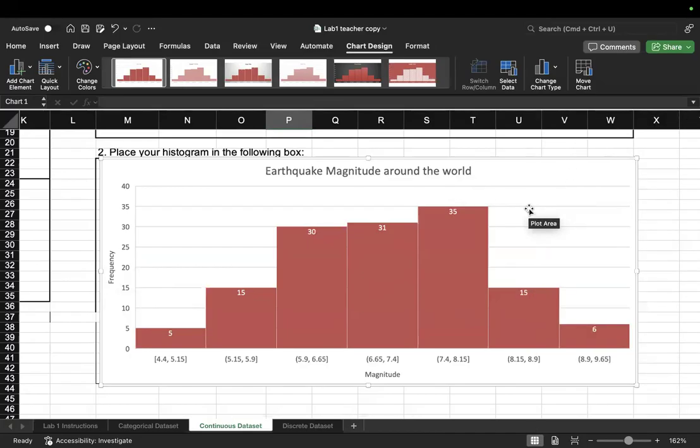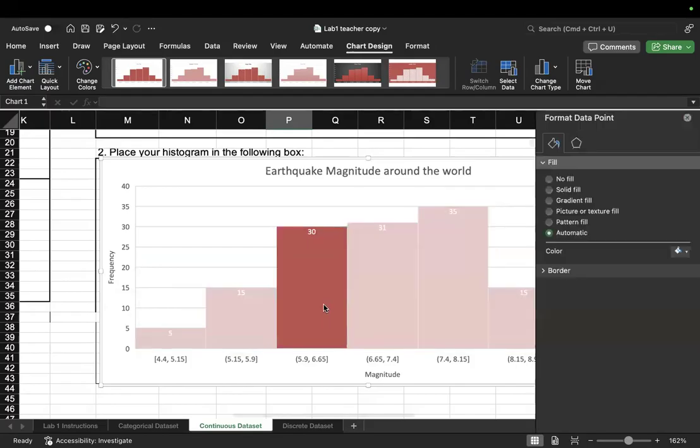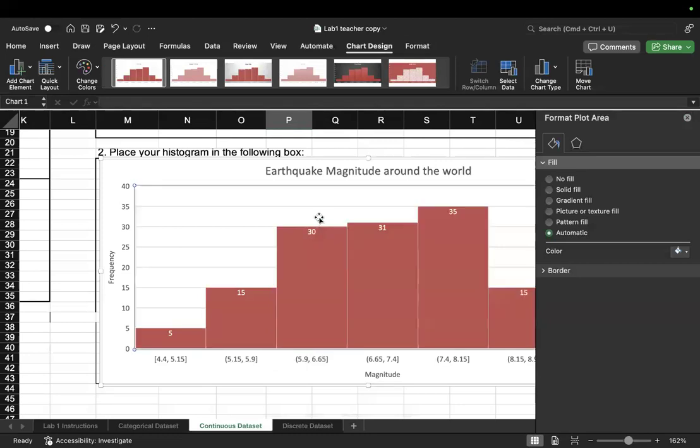So let's say I don't want this to be my bin width. I do not want that to be my bin width. If you double click on the chart right here, if I double click on that, I wanted the whole thing. Okay, double click. Okay. I double clicked on my histogram.